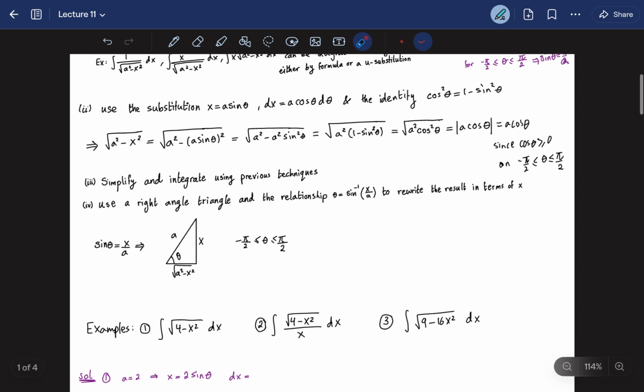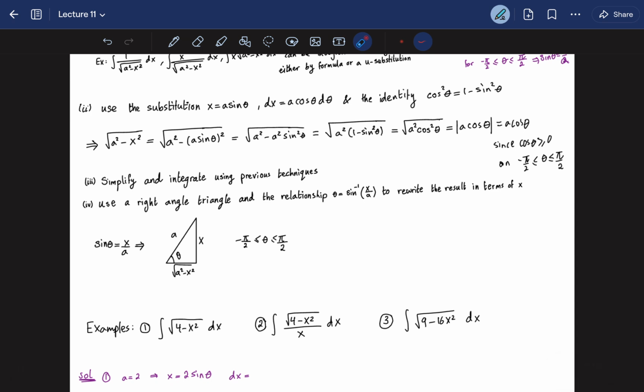So here, we're going to use a right angle triangle. Since we have trig functions, we know that there's a relation between a right angle triangle and its ratios and these trig functions. So here we know that sine of theta is just x over a from this substitution. If you build a right angle triangle, you know that sine is opposite over hypotenuse, and then you use the Pythagorean theorem to find the missing side. And here theta is between negative pi over 2 and pi over 2.